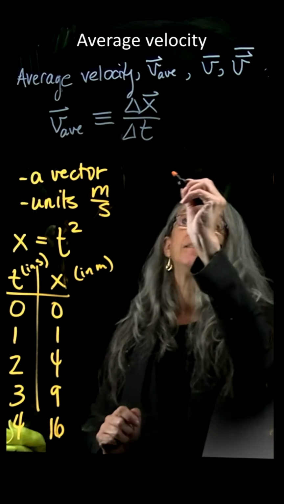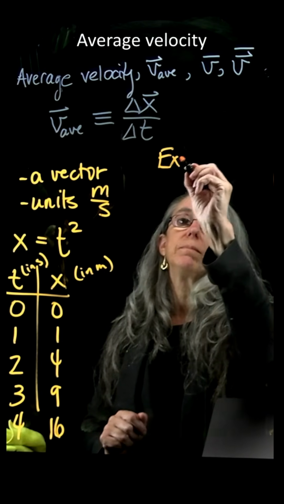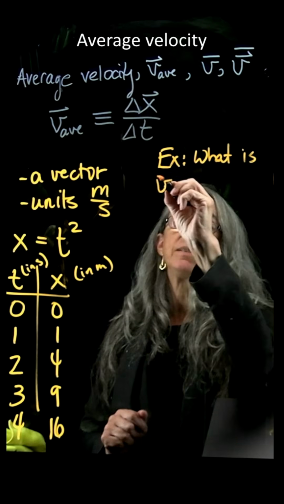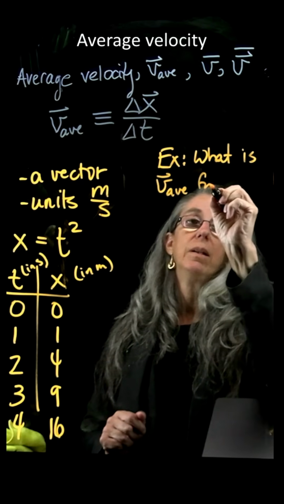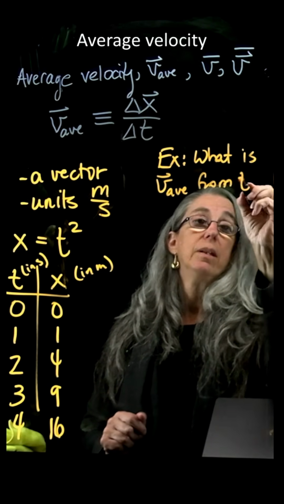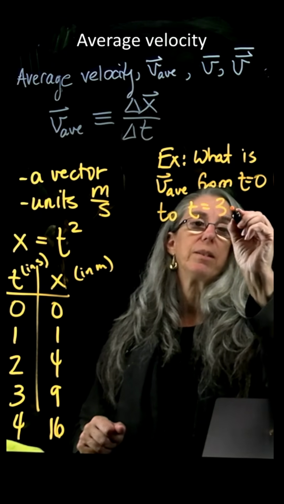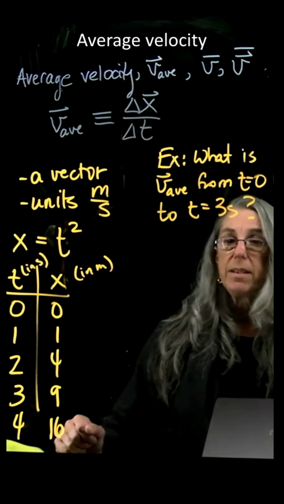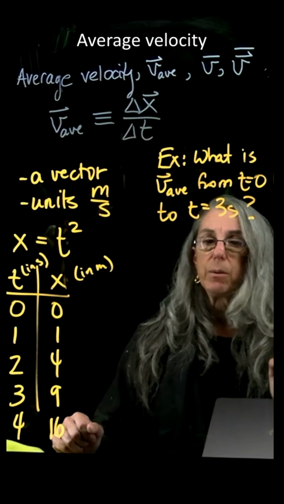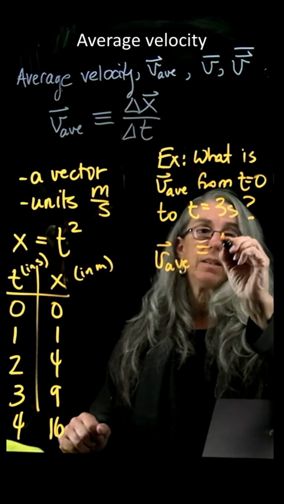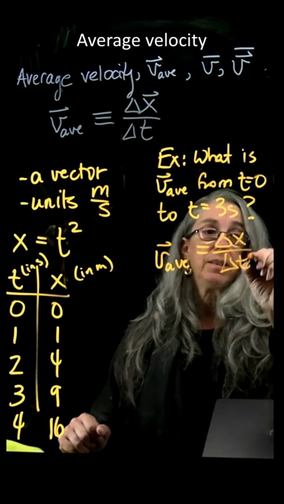And now I can ask, what is the average velocity from t equals 0 to t equals 3 seconds? So what is the average velocity over that window? So average velocity is just the delta x over delta t.